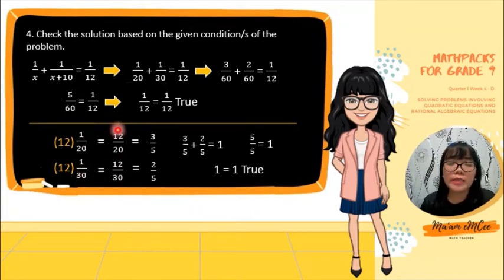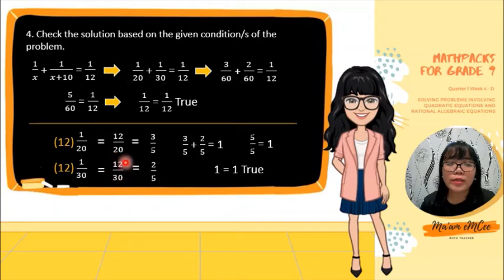Then we reduce each fraction to lowest term. 12 over 20. What is the common factor of 12 and 20? So it's 4. 12 divided by 4, that is equal to 3. 20 divided by 4, that is equal to 5. So 12 over 20 is equal to 3 fifths or 3 over 5.